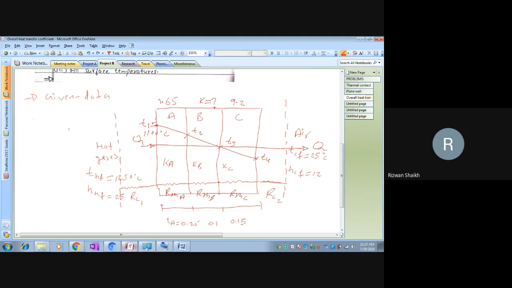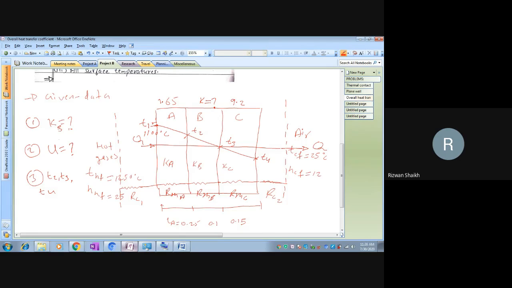If I write it here, the first part is to calculate the unknown thermal conductivity, that is Kp. The second part is to calculate the overall heat transfer coefficient, that is U, and the third part is to calculate all the surface temperatures, that is T2, T3 and T4. These are all the surface temperatures we have to calculate.